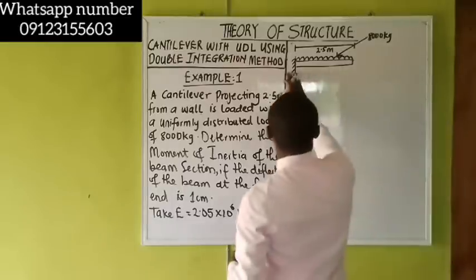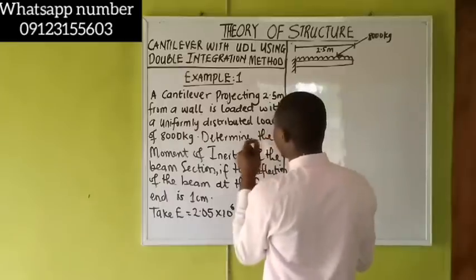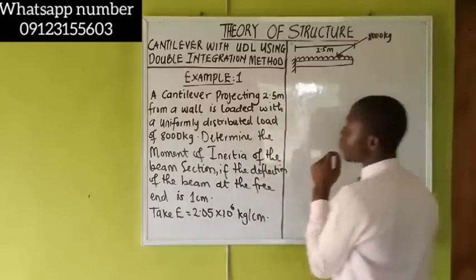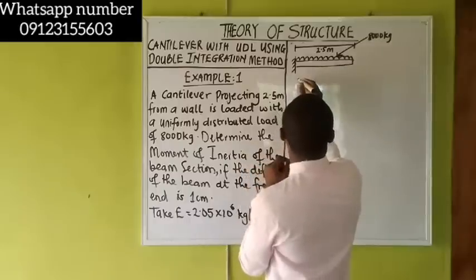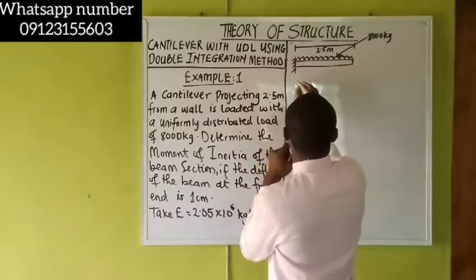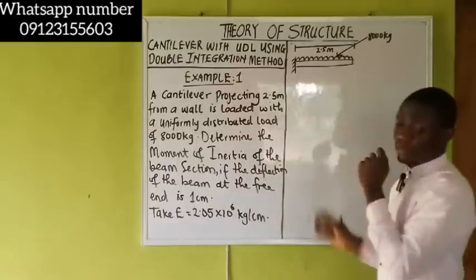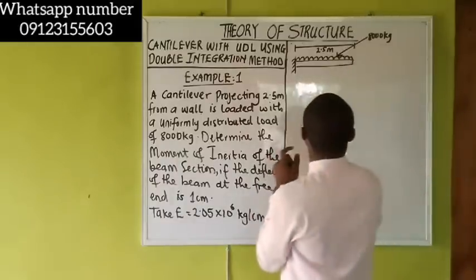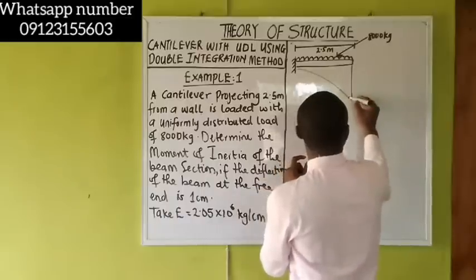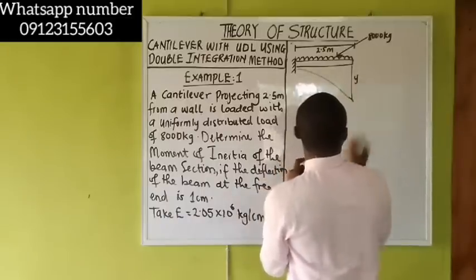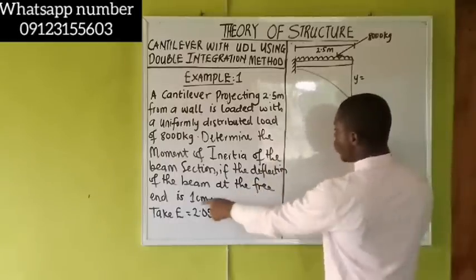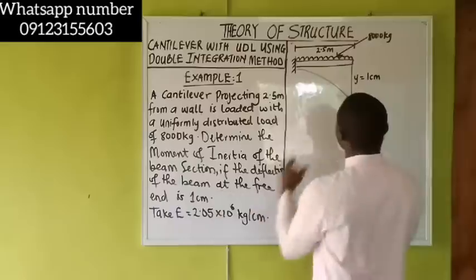Now after I've drawn this, my first task now is to draw the deflection of this beam. The deflection will be something like this. Since it's a uniformly distributed load, my deflection will come this way. So what is here is y. My deflection y is going to be 1 centimeter.